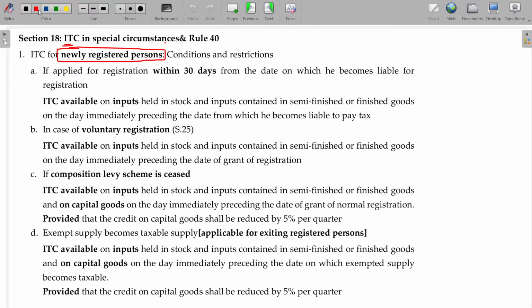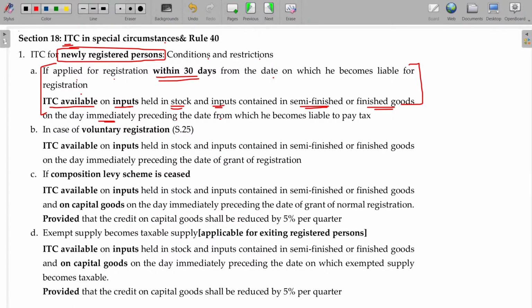Now, newly registered person, conditions and restrictions. He applies for registration within 30 days from the date on which he becomes liable for registration. Only in this case it is available. ITC is available on inputs held in stock, inputs contained in semi-finished goods and finished goods on the date immediately preceding the date from which he becomes liable to pay the tax. Clear? Hope you are now able to understand.